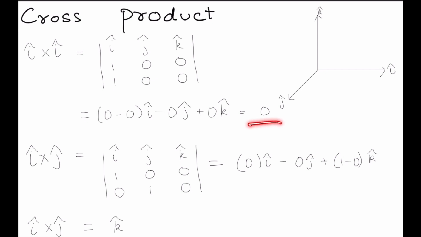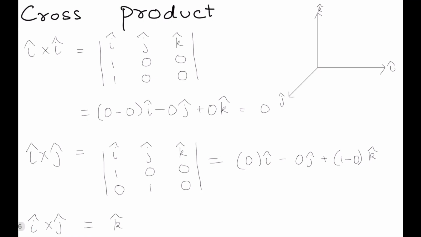We can actually make intuitive sense of it. Whenever we are calculating the cross product, it's like we're calculating volume. I cap unit vector cross product with another I cap unit vector. They are overlaying on each other. They can never have any volume. So obviously the answer is 0.